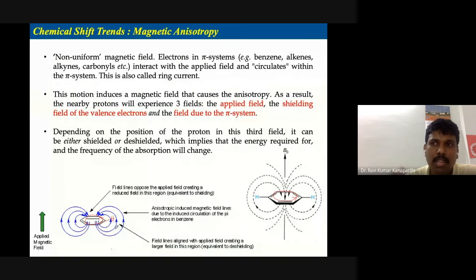Okay, the electronegativity concept is good. But when you are dealing with pi systems, you cannot exactly use the electronegativity concept. Why? Because the proton present in a pi system is experiencing three different magnetic fields. Therefore, depending upon its location in the molecule, its chemical shift value can be observed either in the shielding region or in the de-shielding region.